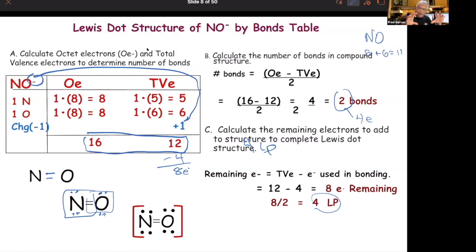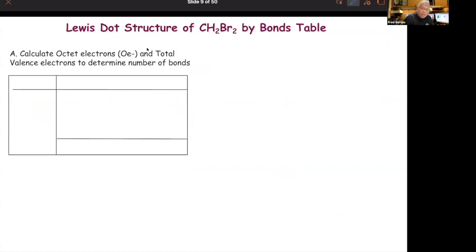When a chemical is an ion, like in this case, it's NO minus, you put a bracket and then the charge outside. That's generally how you designate that, okay? But these chemicals are a little bit easier. Let's take a look at this one.